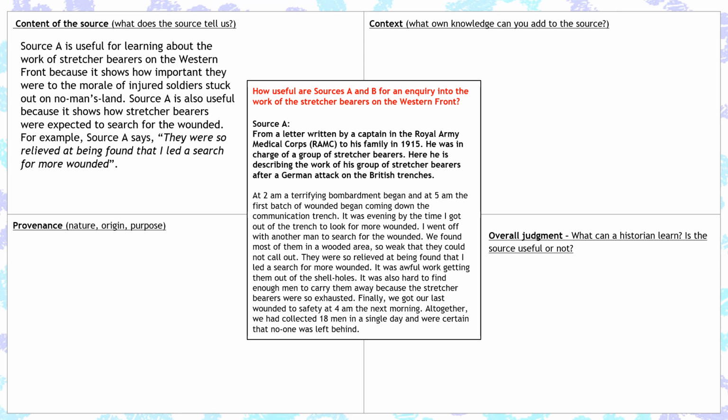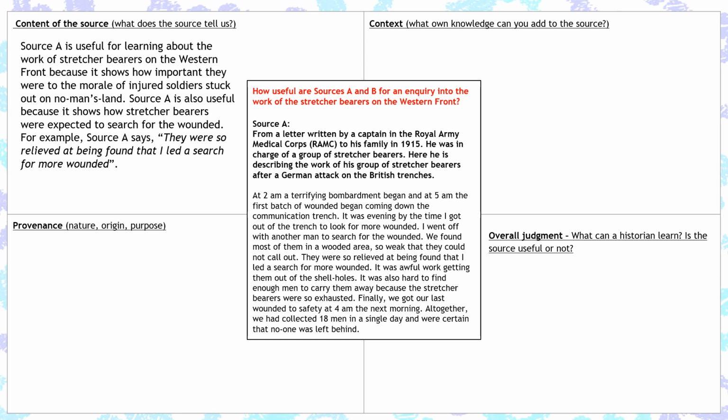So as you can see, all I've done is I've read through the source, I've summarised why I think it's useful about the role of a stretcher bearer. So I've said that it's really good for those who were wounded. It really boosts the morale of those people when they know that somebody is looking for them, somebody's coming to save them. And I've also said that it shows how important they are because they were expected to search for the wounded. So they wouldn't just call out, does anyone need help? They'd physically go and search on no man's land until they found as many men as possible.